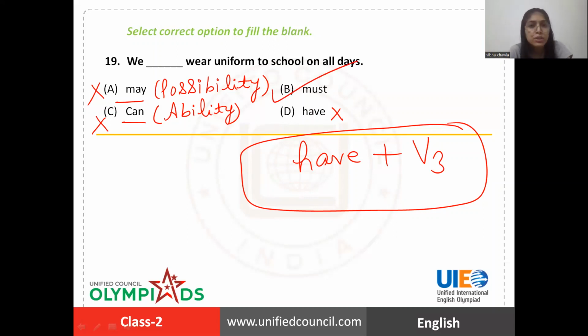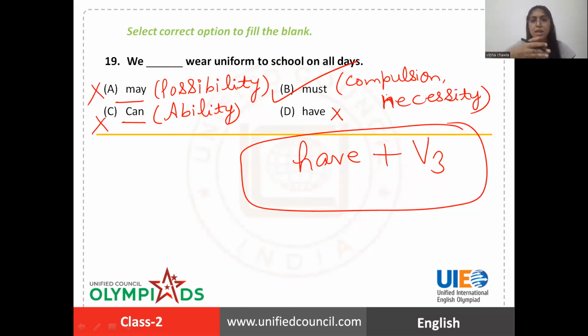The only option we are left with is must. Must shows compulsion. Must shows necessity. Okay, must means have to. You have to do this. As I said, after have, you can write to. But have only is incorrect grammatically. That's why have is incorrect. Must is right. We must wear means we have to wear. All right, we must wear uniform to school on all days. Means it's a compulsion that you have to wear uniform to school on all days. It's a necessity. It's a compulsion. That's why option B is the right answer.